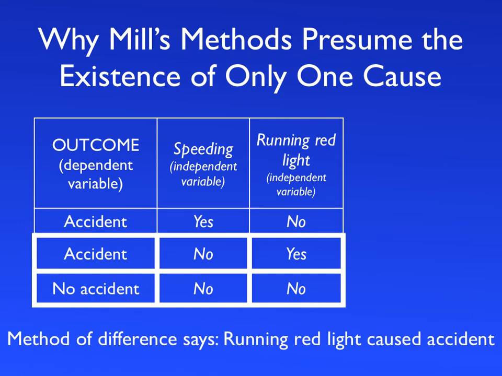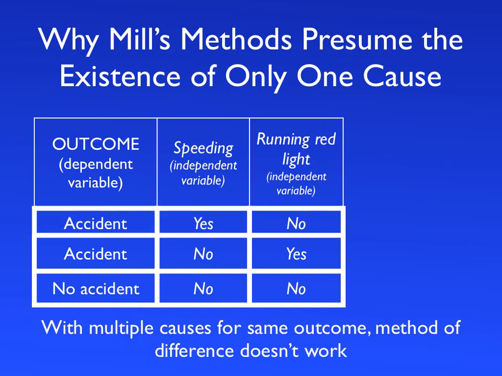Now we use our other accident case and we say, okay, here we have running the red light as the only difference between the two cases, so that must be the cause of accident rather than no accident. But if we look at all three together, what we see is that there is no single thing that's different across the cases of accident and no accident, so the method of difference just doesn't give us an answer. And Lieberson finds it implausible that the things we would care about explaining always only have the same kind of cause. Maybe you have different revolutions for different reasons.